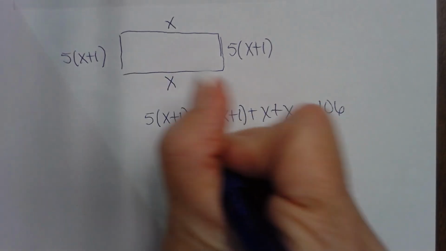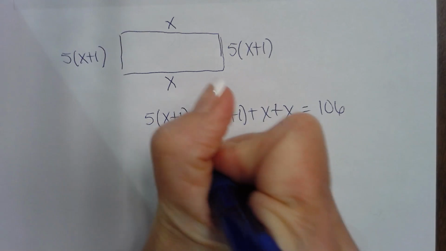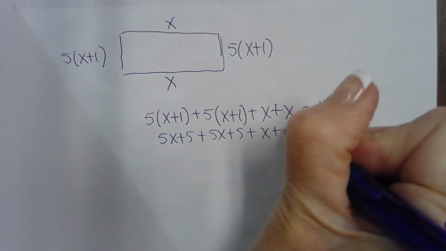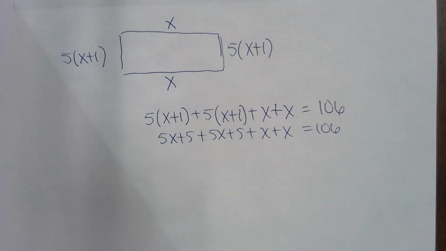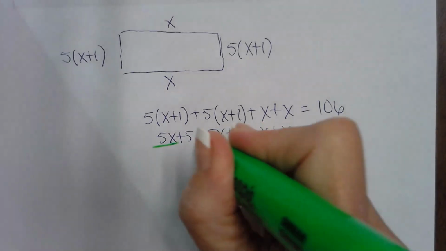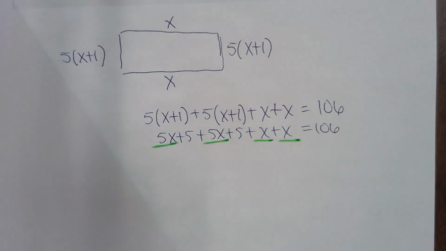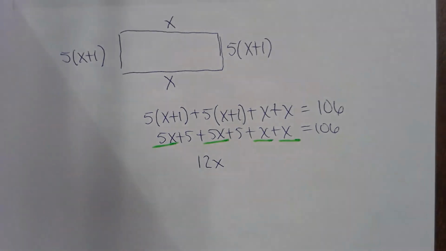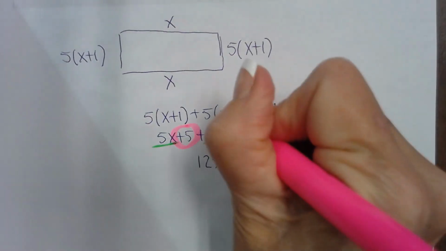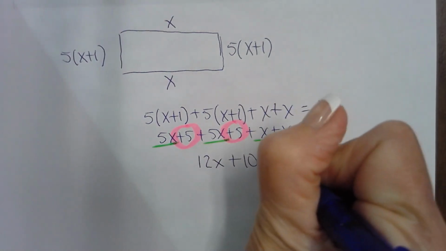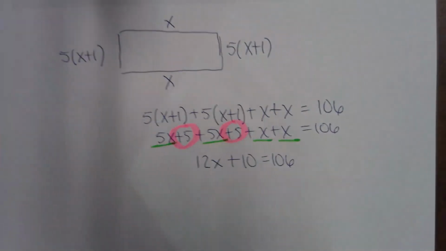So we distribute in both of these, and we get 5x plus 5. So I'm going to distribute both of those. And then bring everything else down. And now we're going to combine like terms. So I'm going to combine 5x, 5x, 1x, and 1x. So that gives me 12x when I combine all that. And then I'm going to combine the constants. Yep, 5 and 5 gives me 10. Equals 106. And now I have a two-step equation.